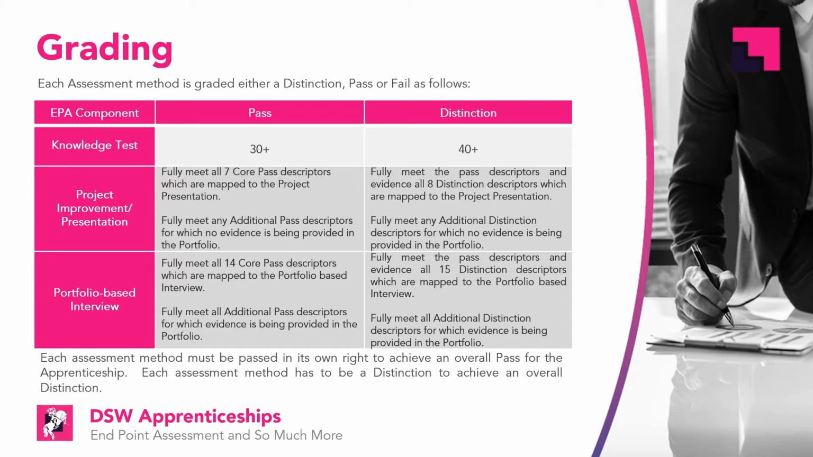To pass the portfolio-based interview, the apprentice must meet all 14 core pass descriptors and any additional pass descriptors for which evidence is being provided in the portfolio. And to achieve distinction in the portfolio-based interview, the apprentice must fully meet all 15 distinction descriptors mapped to the portfolio-based interview and any additional distinction descriptors for which evidence is being provided in the portfolio. To achieve an overall pass for the apprenticeship, each assessment method must be graded a minimum of a pass. To achieve an overall distinction, each assessment method must be graded as a distinction.